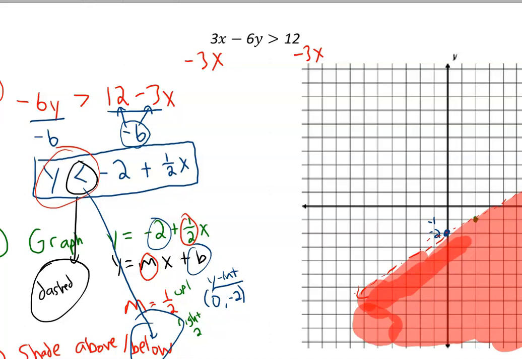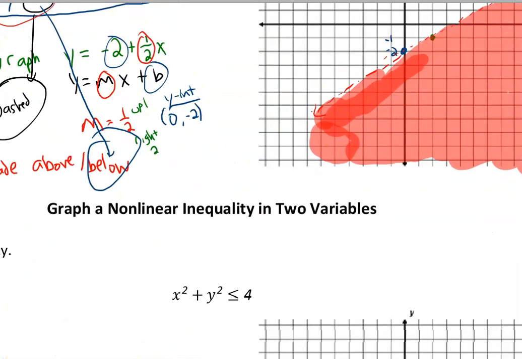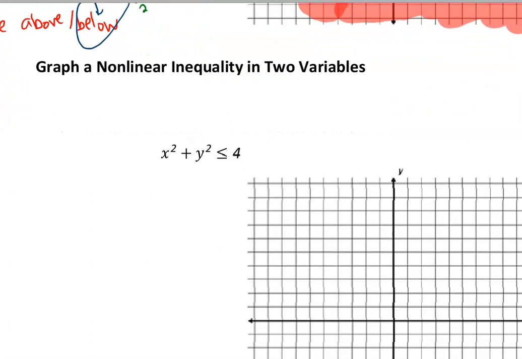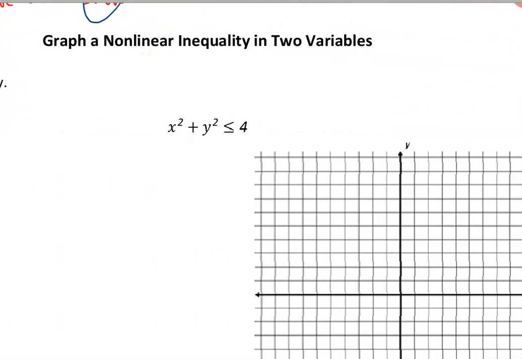Solve for y, graph it as an equation, shade above or below. Okay, let's take a look at another example. This time it will be a nonlinear. So that's how the linear inequalities will work. Again, we haven't looked at a system of inequalities yet. This is just a single inequality.